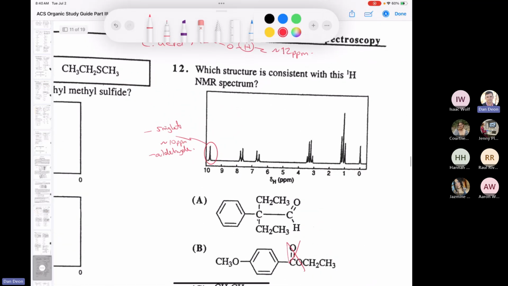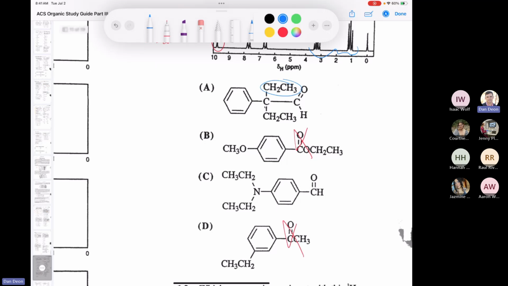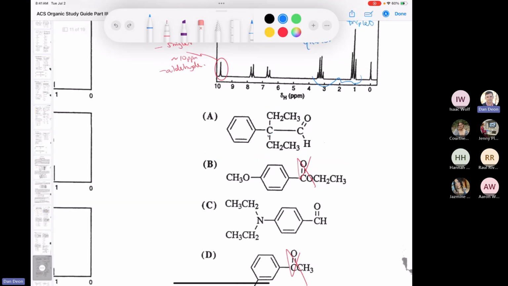Now, what else do we see here? Notice that we have a quartet and a triplet. This is a quartet and a triplet, and it looks like the spacing, or the coupling constants, are the same. Does anybody remember what kind of alkyl group is represented by a quartet with a higher chemical shift and then a triplet with a lower chemical shift? It's one of the big three. That's right, Aaron. It's an ethyl group. So that means we've got an ethyl group, CH2, CH3. We might have one, we might have two, I don't know, but we have an ethyl group somewhere. And if you look at A, it's got two ethyl groups. And if you look at C, it's got two ethyl groups. So still, we don't have anything that takes us all the way to determine whether it's A or C.